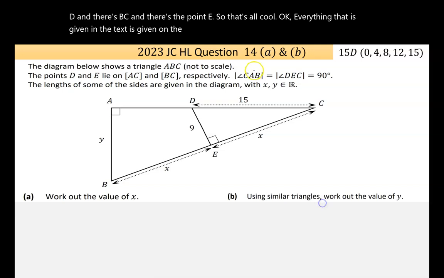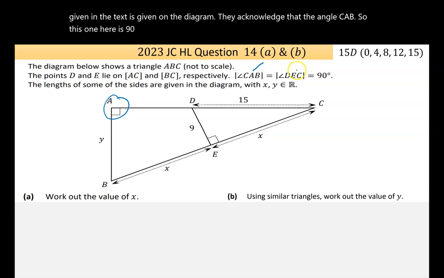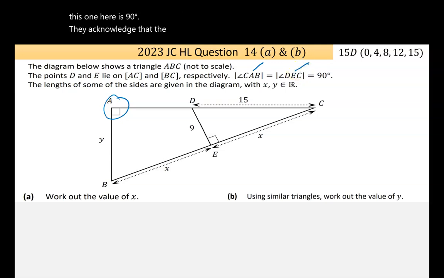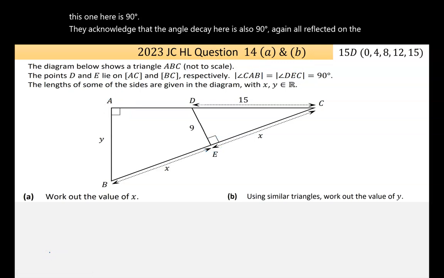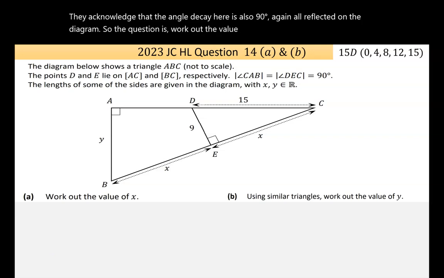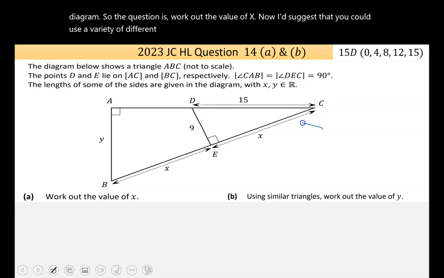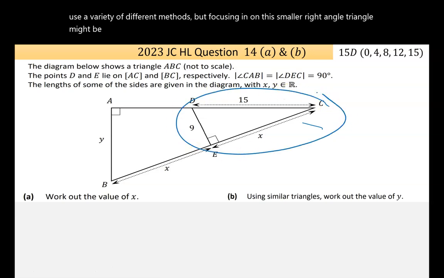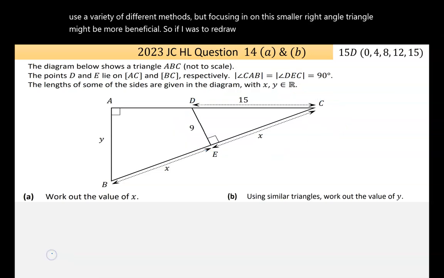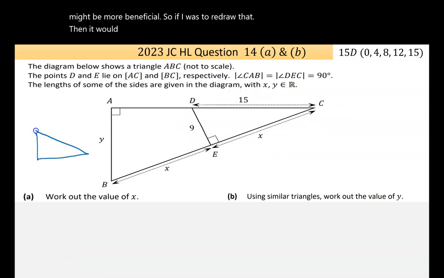They acknowledge that the angle CAB, so this one here, is 90 degrees. They acknowledge that the angle DEC here is also 90 degrees. Again, all reflected on the diagram. So the question then says, work out the value of x. Now, I'd suggest that you could use a variety of different methods, but focusing in on this smaller right angle triangle might be more beneficial. So if I was to redraw that, it would look something along the lines of this.